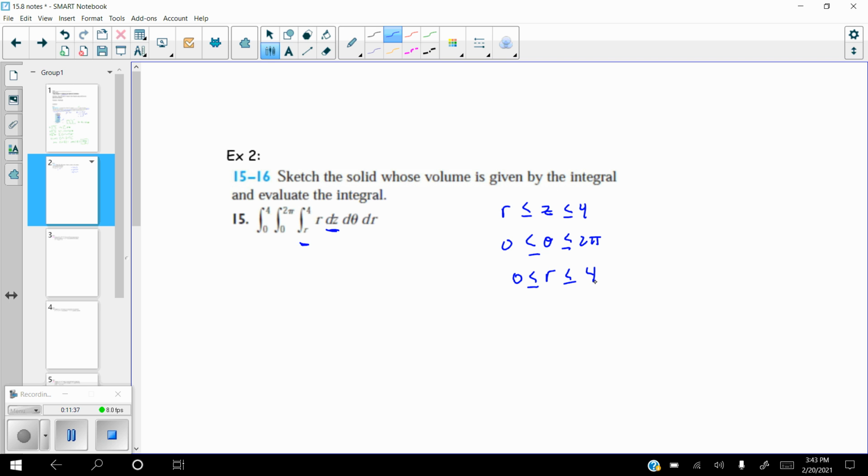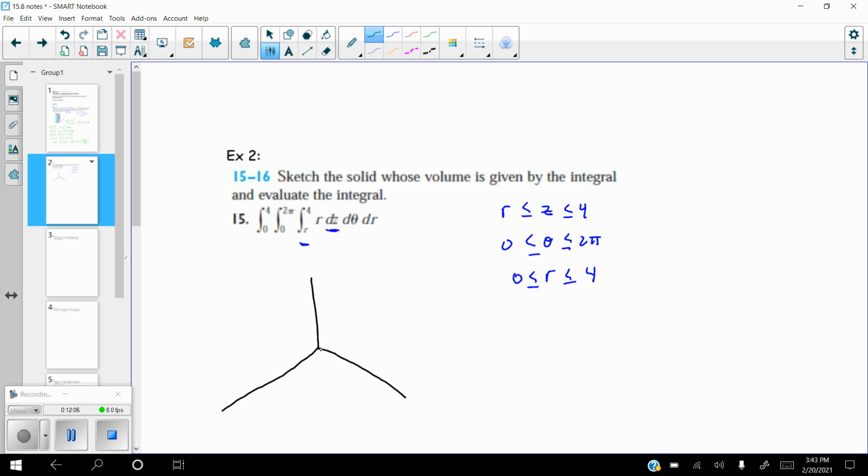All right, so whatever this thing is, we know it's circular in nature. We know the radius is going to go from a radius of 0 out to 4. And Z itself is going to range from Z equals R to Z equals 4. So let's see if we can sketch that. So it is going to be something around the Z-axis because that's the innermost piece. It's the other variable that's left.